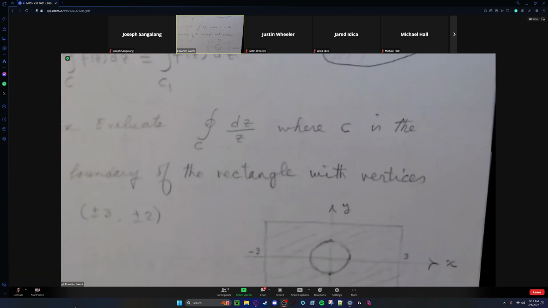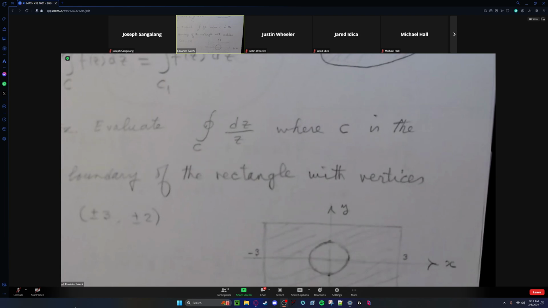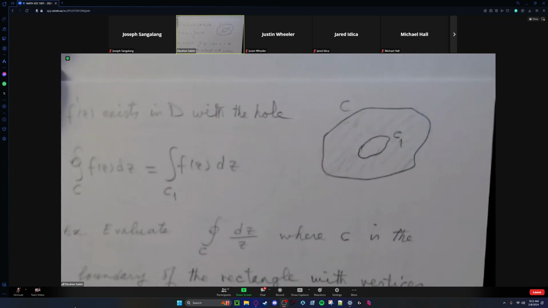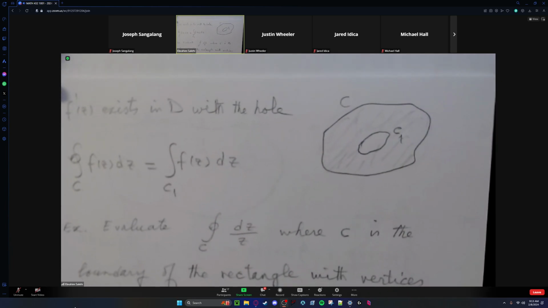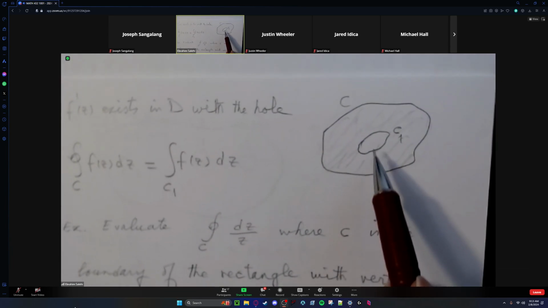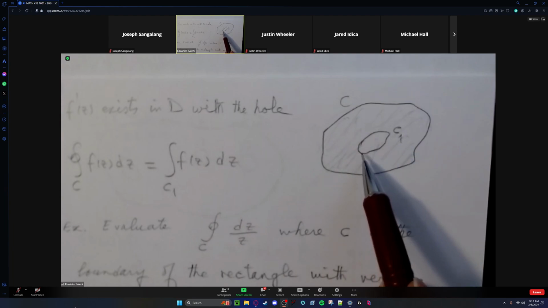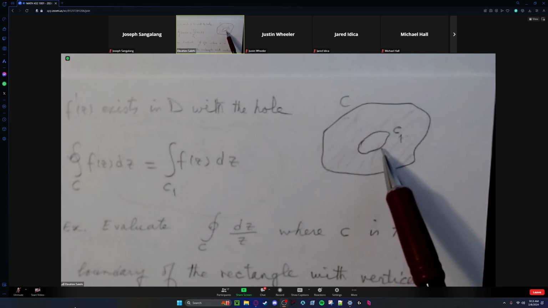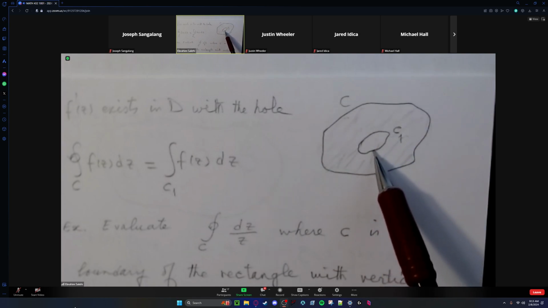So going back to the same idea. So remember, when you have a bad point, we usually isolate that. And that is when we get a hole. The integral over the outer boundary will be the same as the integral over the inner boundary, okay?